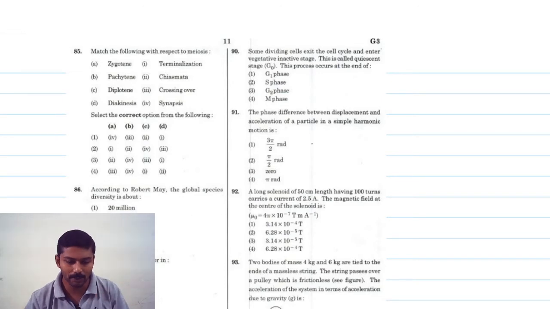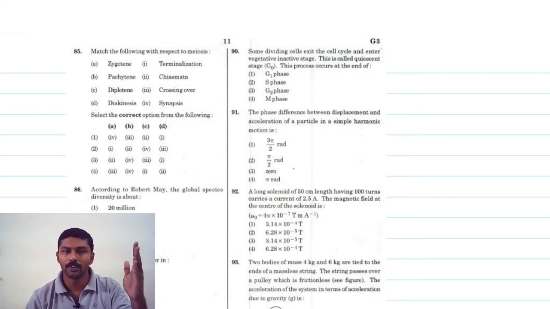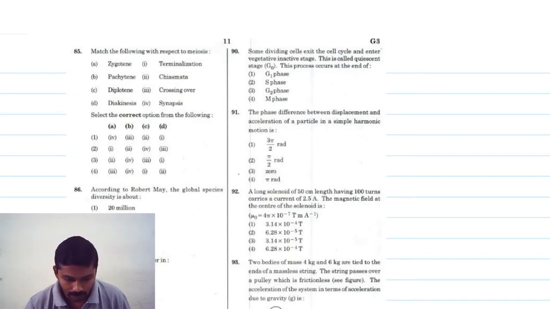91. The phase difference between displacement and acceleration of a particle in simple harmonic motion is given. The options are 3 pi by 2 radians, pi by 2 radians, 0 and pi radians. So what's the answer? Between the displacement equation and velocity equation, the phase difference is pi by 2. With velocity and acceleration it is pi by 2. So the phase difference between displacement and acceleration is pi radians. So the fourth option is the right answer. 92.